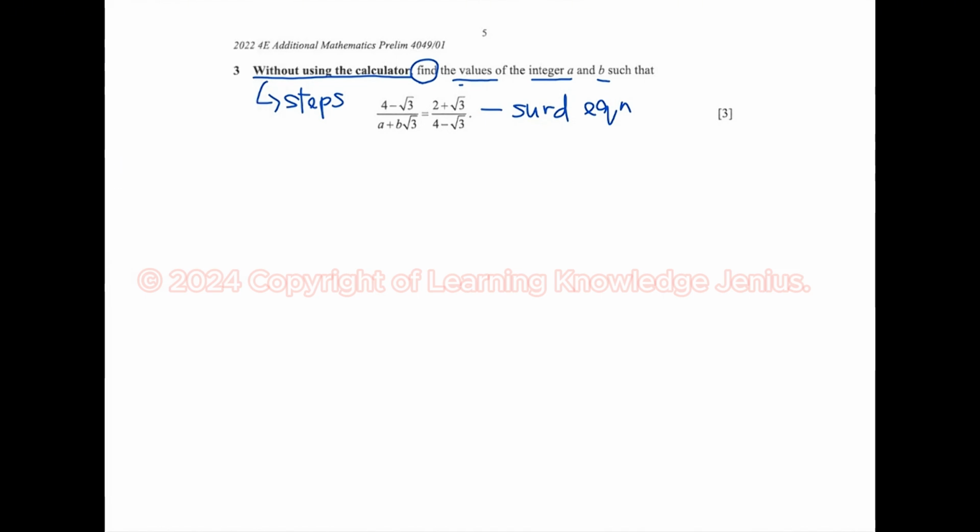Let's recall how we solve the Surds equation. To solve a Surds equation, we need to simplify the equation into the form of a plus b square root c equal to d plus e square root c. From here, we can then conclude that a is equal to d and b is equal to e.